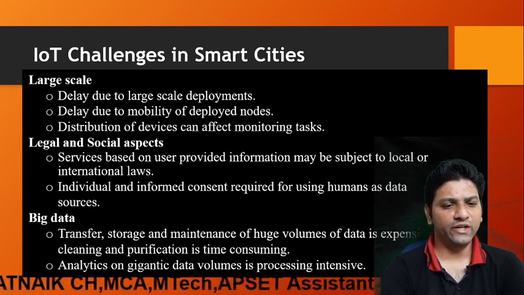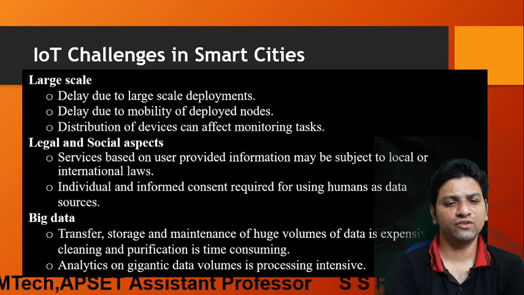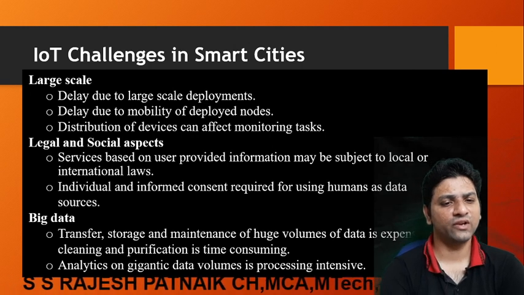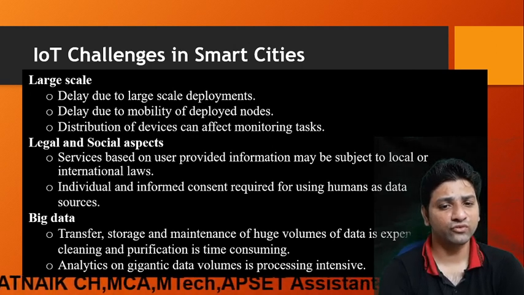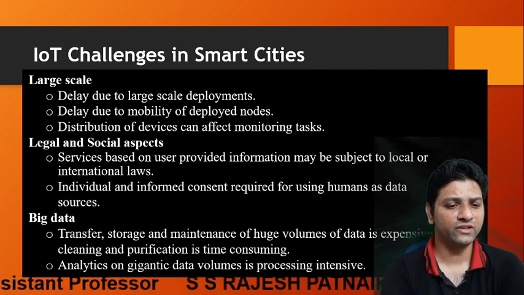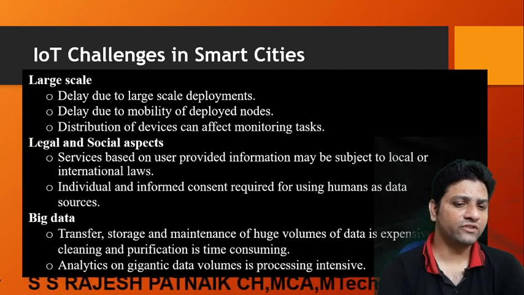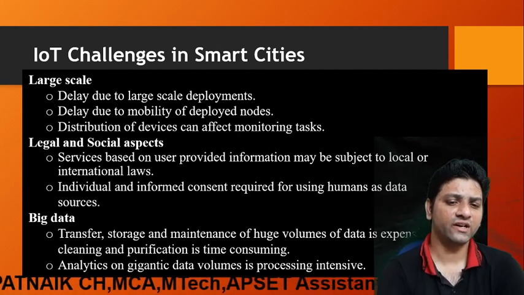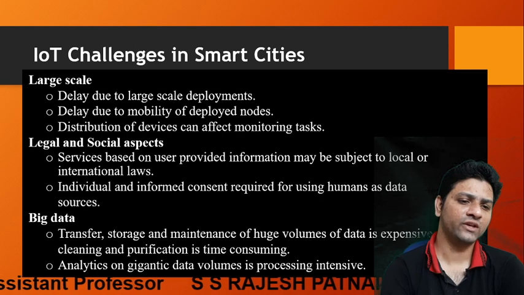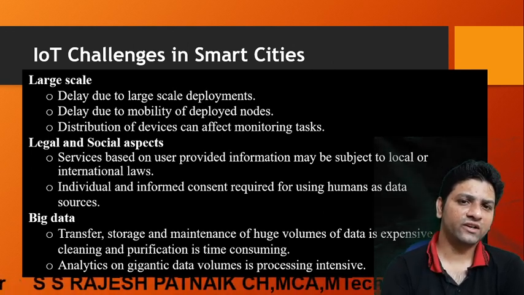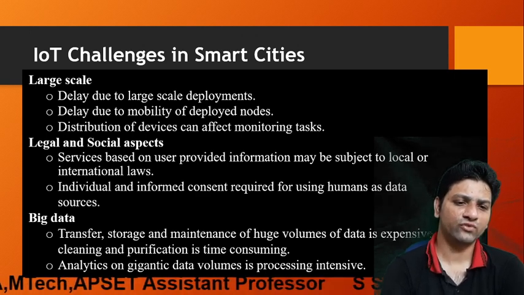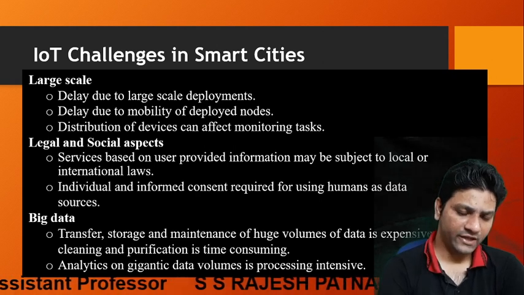And come to legal and social aspects. Services based on user-provided information may be subject to local or international laws. So legal and social aspects are also very important whenever you go for smart cities. It is also one of the challenges faced, like individuals' information consent required for using humans as data sources, because nowadays so many people are using IoT devices, so they must consider privacy. Sometimes lots of legal and social aspects will be considerable.